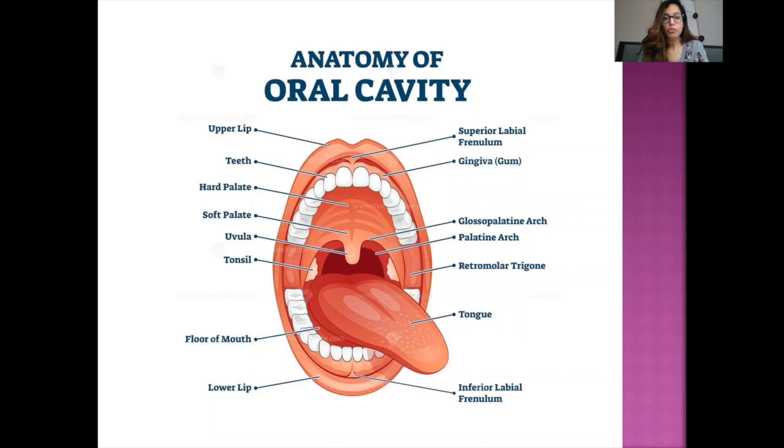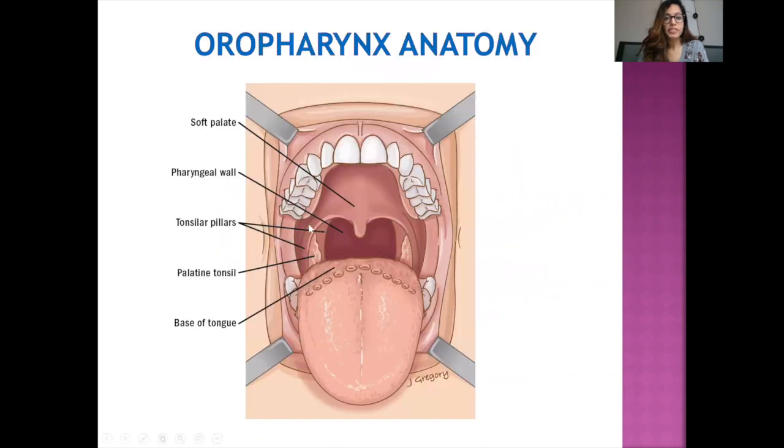In terms of the oropharynx, the oropharynx is actually made up of specifically the soft palate, the pharyngeal wall behind, the uvula, the tonsils, palatine tonsils specifically, as well as the anterior and the posterior tonsillar pillars, and then finally the base or the root of the tongue that's behind the circumvallate papilla.